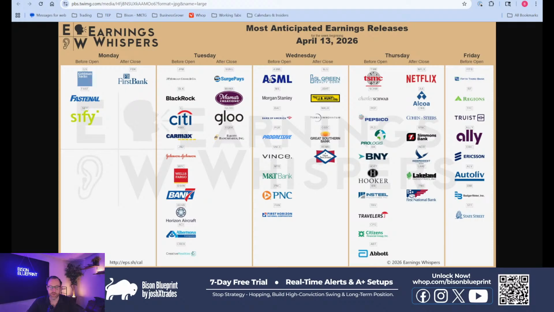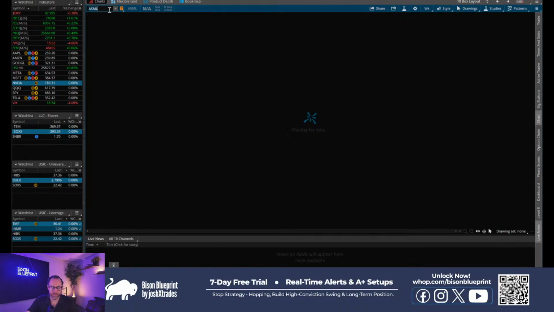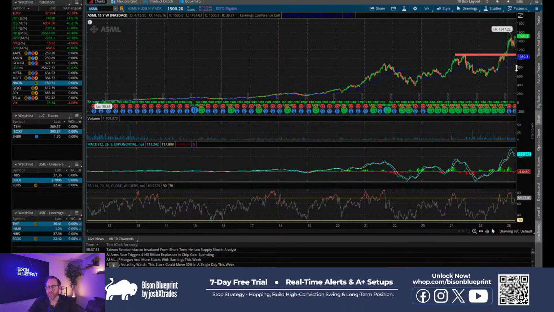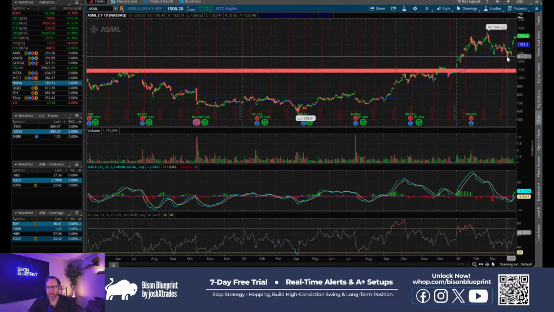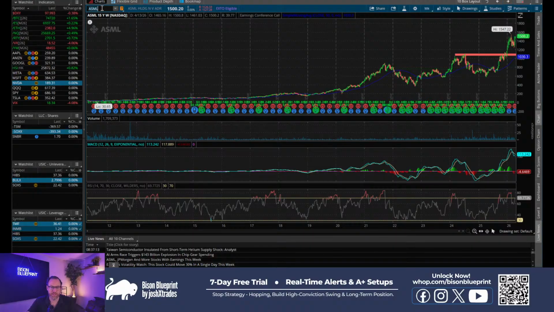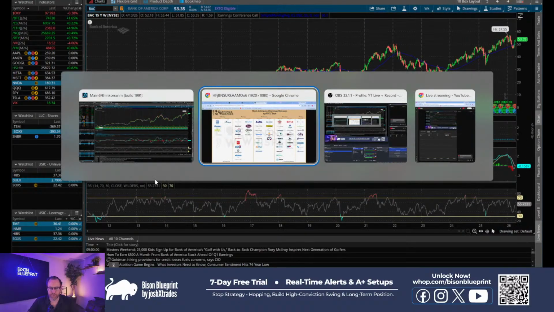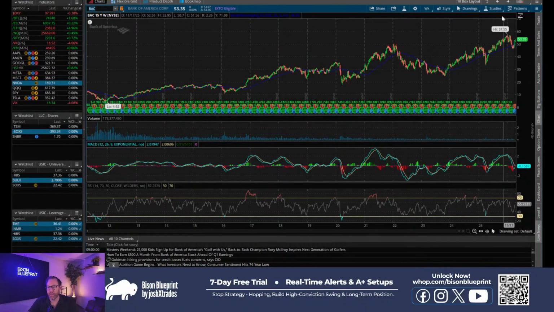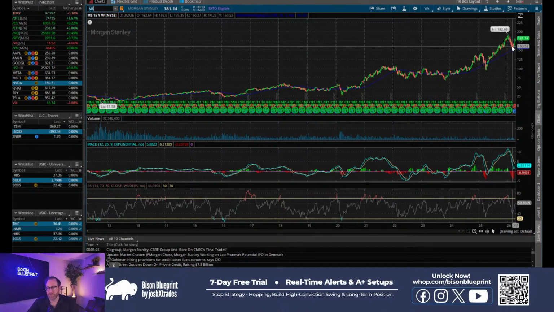So we've got some big ones tomorrow: ASML, Morgan Stanley, Bank of America, Progressive, some more banks. So here on ASML, same thing with the semis, just false breakdown and absolute ripper the last week. So we'll see if it can sustain that momentum. What was the other? Was it Bank of America? Oh no, and Morgan Stanley. Same look here on Bank of America, Morgan Stanley, same chart. So those are all looking exactly the same there.